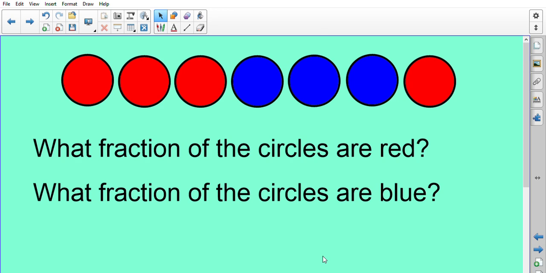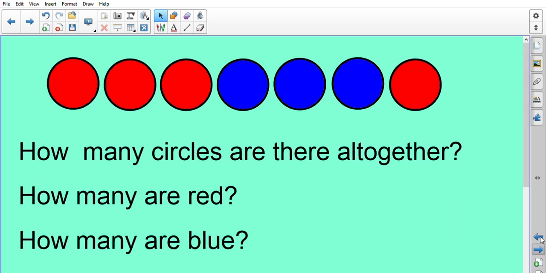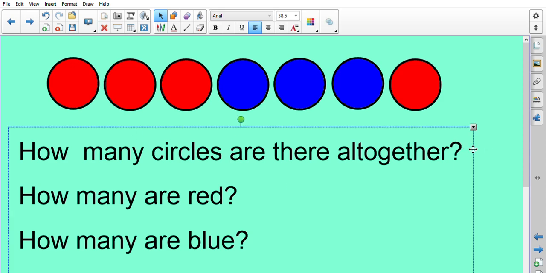So let's have a look at this. We're starting to think about fractions of amounts. We've got some coloured circles there. We're going to think about what fraction of the circles are red, what fraction of the circles are blue. So we've got to think about a couple of questions first. How many circles are there all together? How many have we got in total?